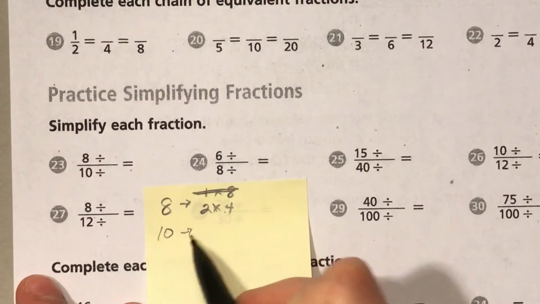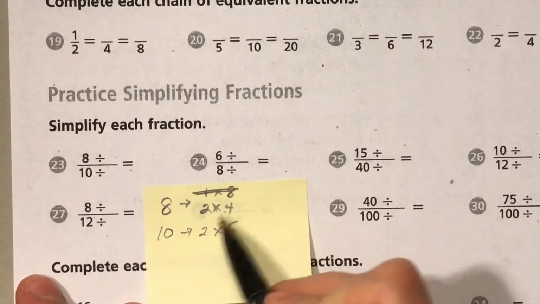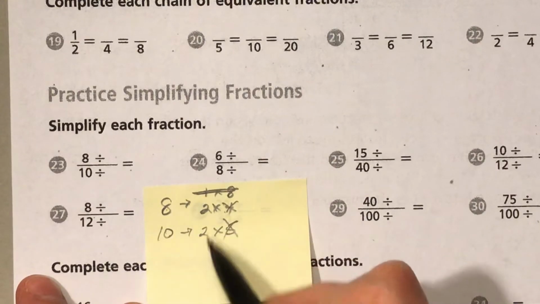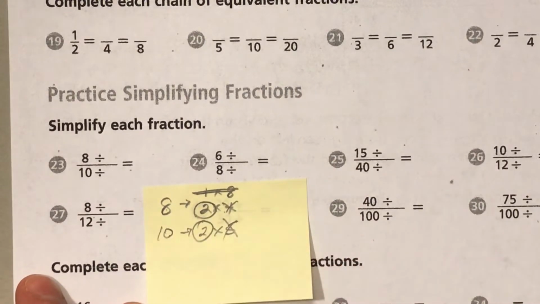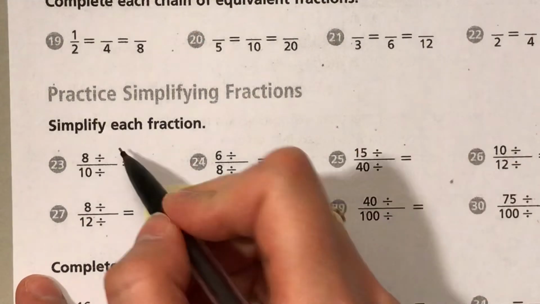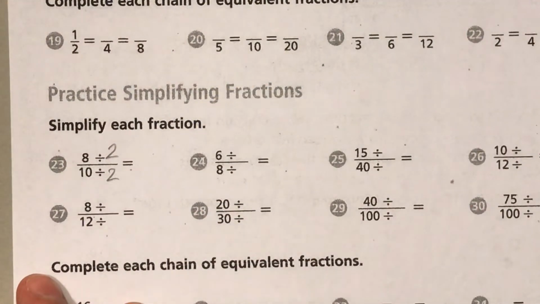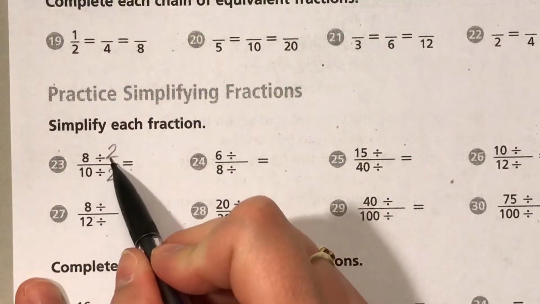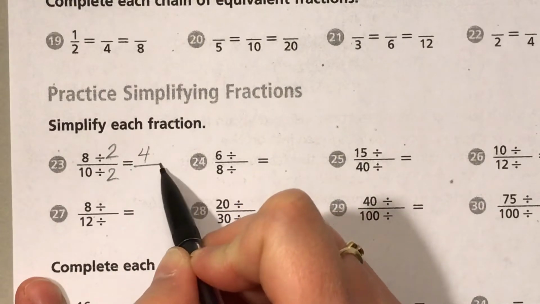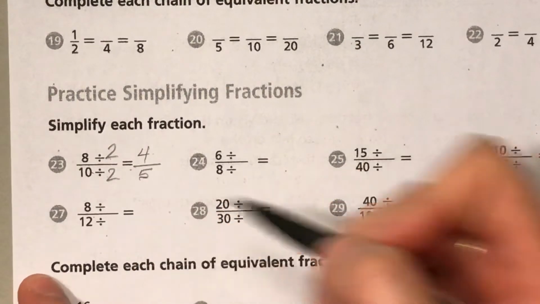So we're going to look at this. And when I do 10, I'm going to come out with 2 times 5. 10 cannot be divided by 4, and 8 can't be divided by 5, which leaves me with the common term of 2. Both of these numbers can be divided by 2, so go ahead and divide that. 8 divided by 2, 4. 10 divided by 2, 5.